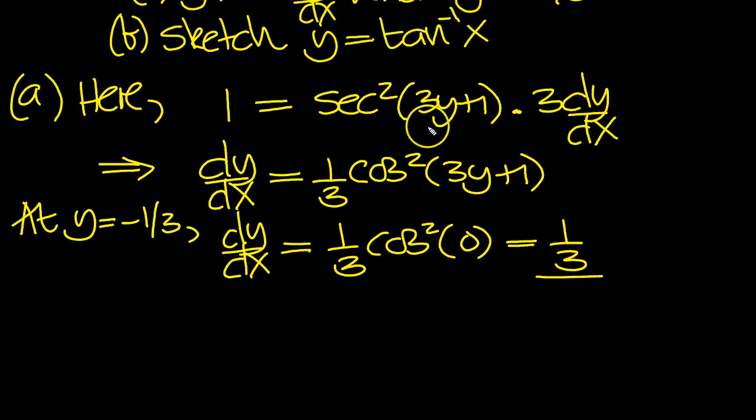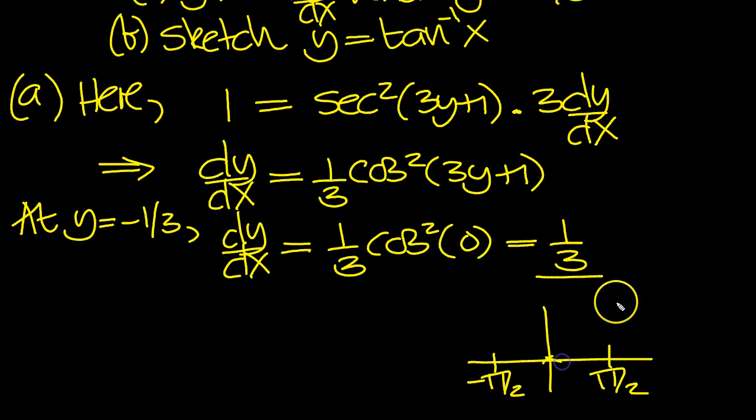Sketch y equals tan to the minus 1 of x. So to do that, the best thing to do is to sketch tan first between the angles pi over 2 and minus pi over 2. There it goes through 0, and it shoots off to infinity, doesn't it? So this is the tan function we're drawing, which we should all be able to remember how to draw.